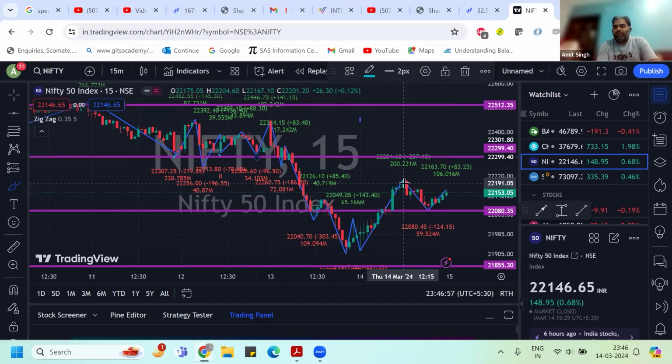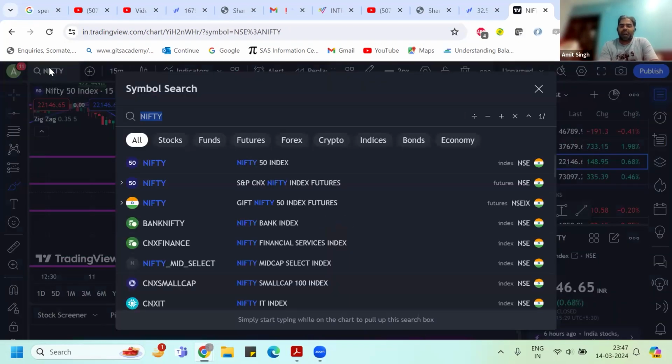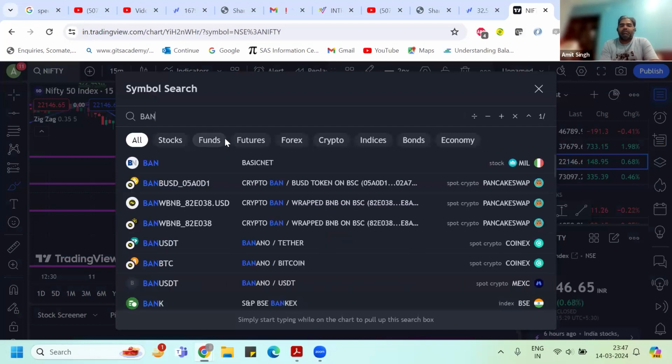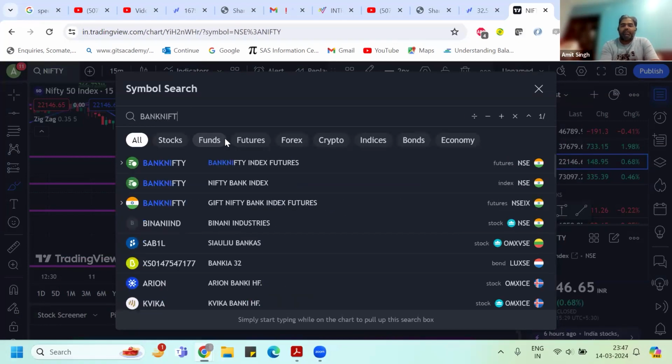So probably when we see the current value of Nifty, an intermediate resistance would be 22,189. Once Nifty breaks this tomorrow, possibly in the morning, once the breakout happens, then the next target we can see would be 22,229. The same thing you can even apply on Bank Nifty also.